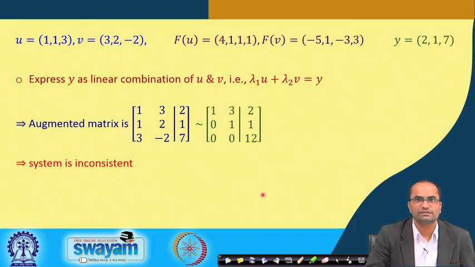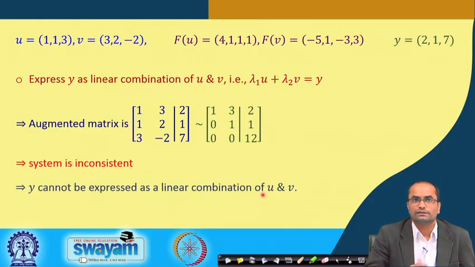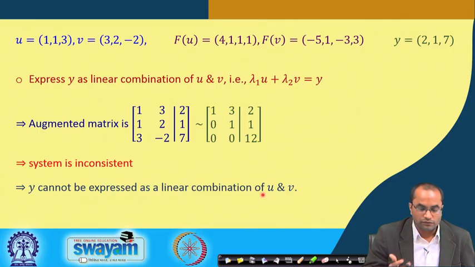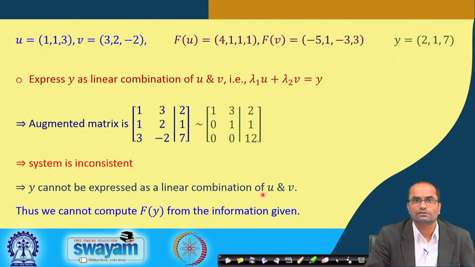the system is inconsistent. This is the reason that we cannot compute this f of y, because the information given is not sufficient here. So, we cannot compute this f of y from the given information.